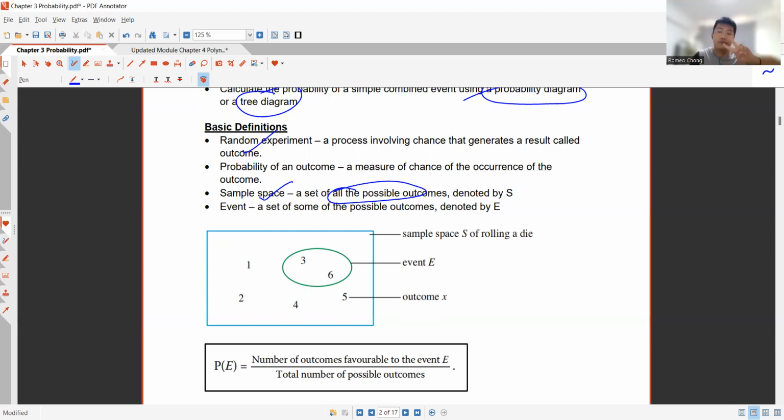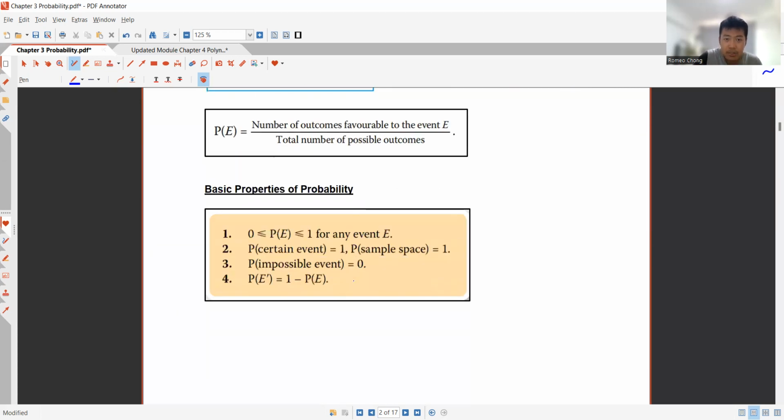But if you have 2 fair coins, and you roll the 2 fair coins at the same time, then the possible outcomes will be more, because you involve 2. And then the event is the thing that you want from the experiment, the outcomes that you want from the experiment. Now, the basic properties of probability, I think you already know this one.